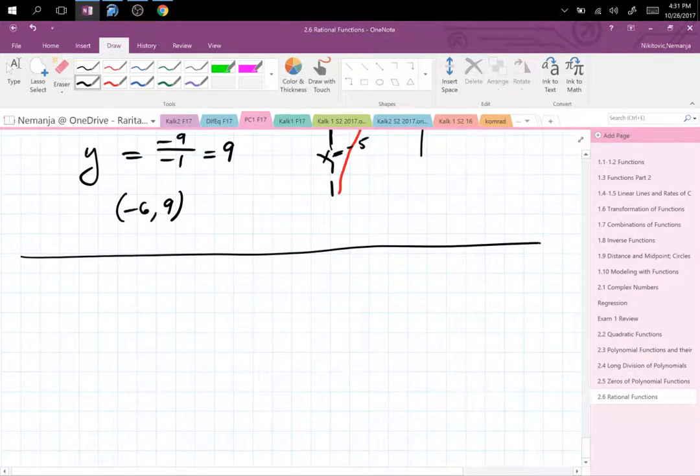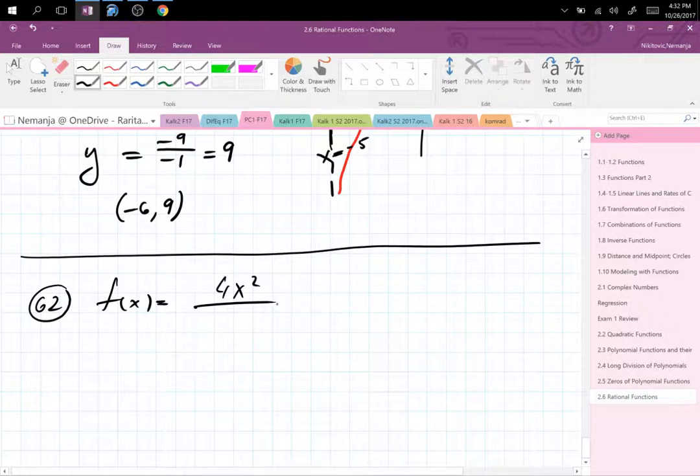Next example. That's what we do. Problem 62. You got this. f of x is equal to 4x squared divided by x squared minus 9. Get the shopping list done, and then figure out if you need additional points.